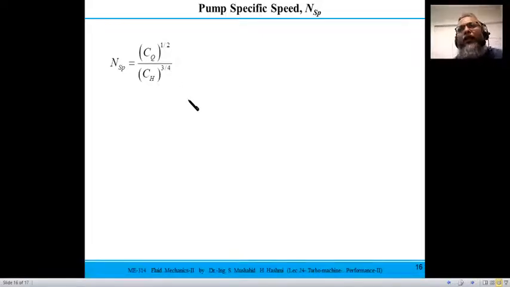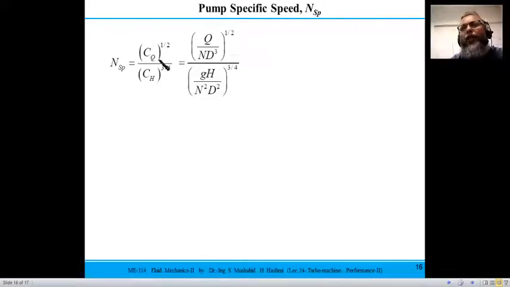So these powers are very interestingly taken. I will tell you how people have done it. CQ is this flow coefficient, and CH is the head coefficient. If you simplify, very interestingly, you end up with D to the power 3/2 here, and 2 multiplied by 3/4, D to the power 3/2 there. So D and D cancel out. It means this parameter is independent of the size of an impeller.